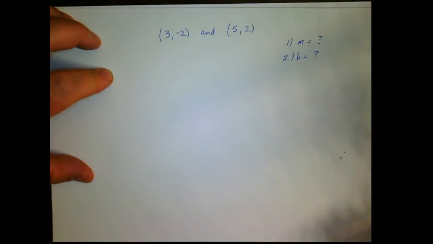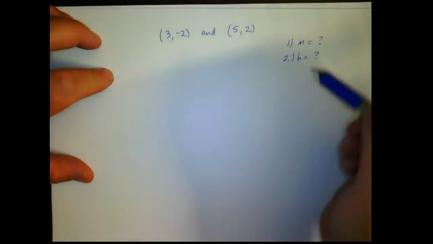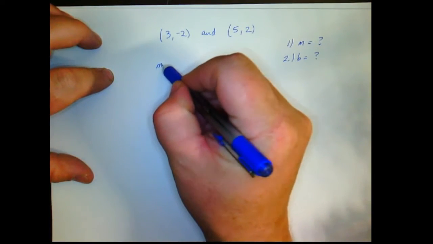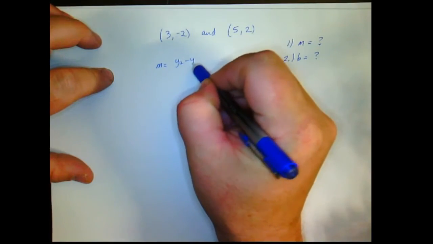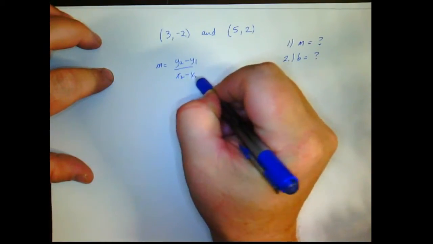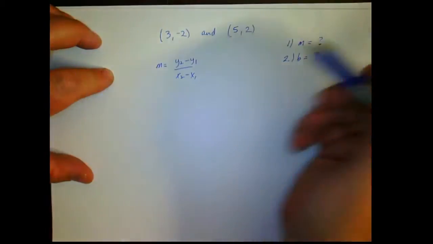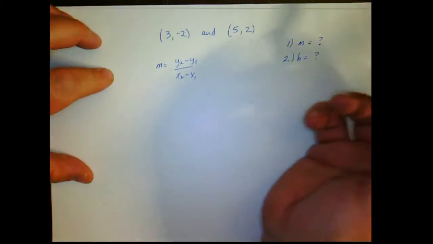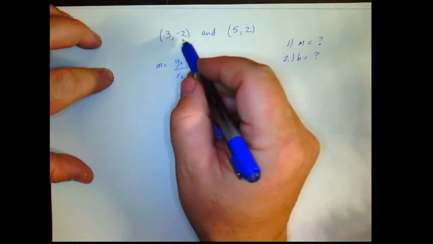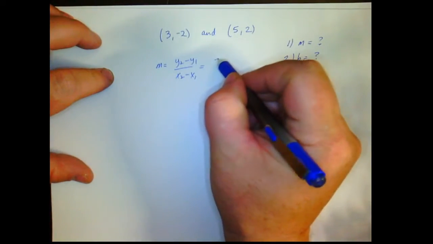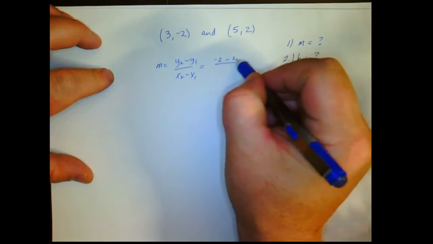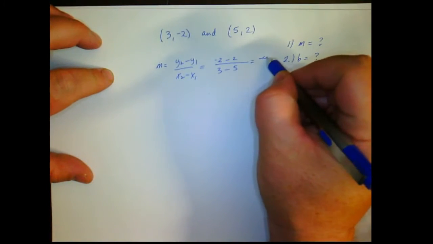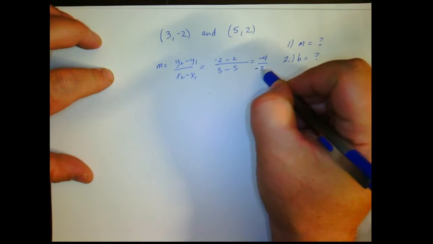Now, for this one, there's 2 points, right? To find the slope, we have to use the formula. So our formula is y2 minus y1 over x2 minus x1. Now, you have to be careful what goes where. These are the y's, negative 2 and 2. These are the x's, 5 and 3. You can do it however you like, but if this negative 2 goes first for the y, then this 3 has to go first for the x, right? So that's negative 4 over negative 2.